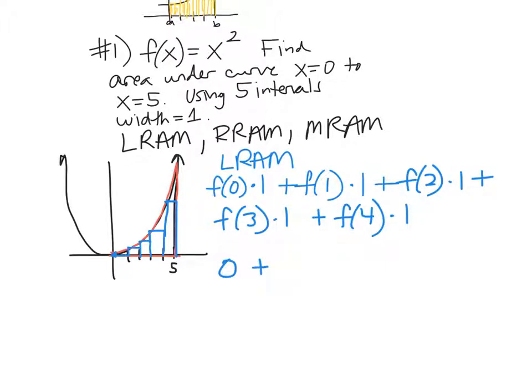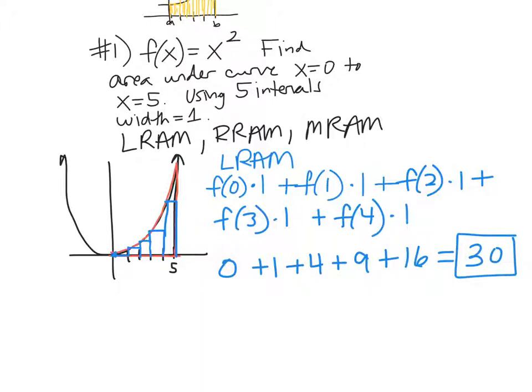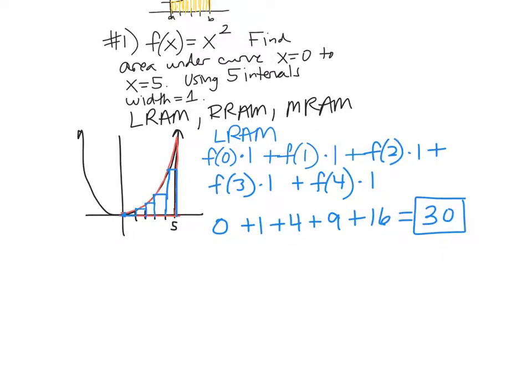All right, so that's 0. My next rectangle is F of 1 times 1, which is 1. F of 2, 2 squared is 4, times 1 is 4. F of 3 is 9, and F of 4 is 16. And so I add all of those up, 30. Perfect. So LRAM would give us 30. There's no units or anything? Just 30 square units, yeah.